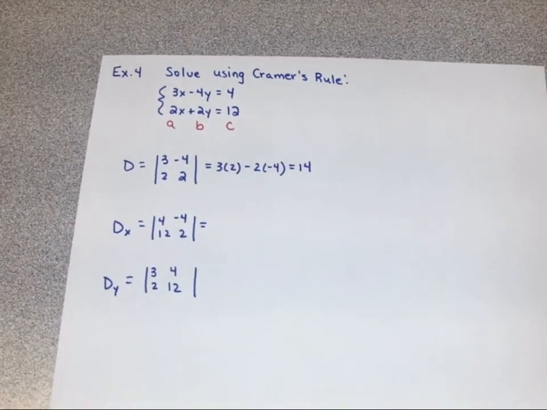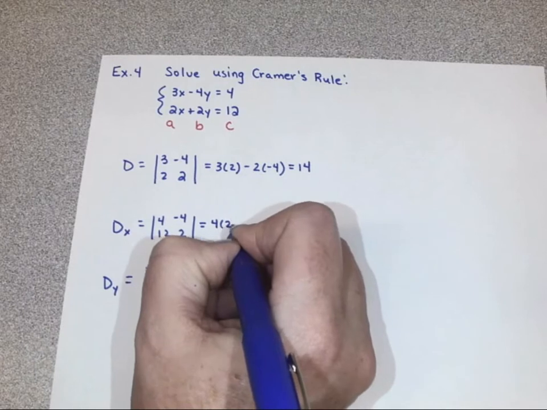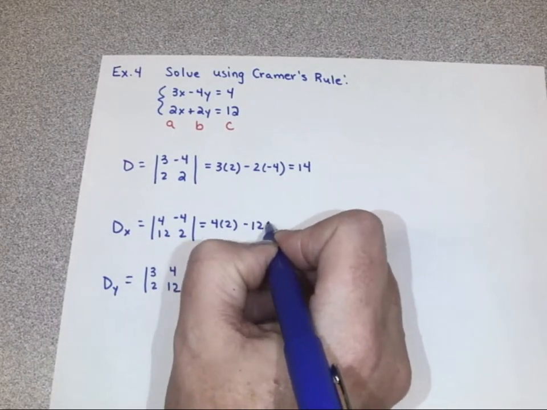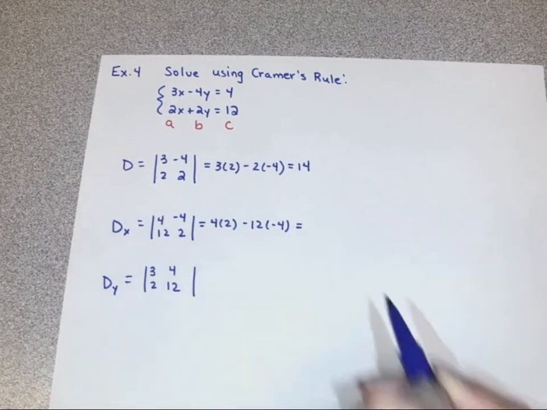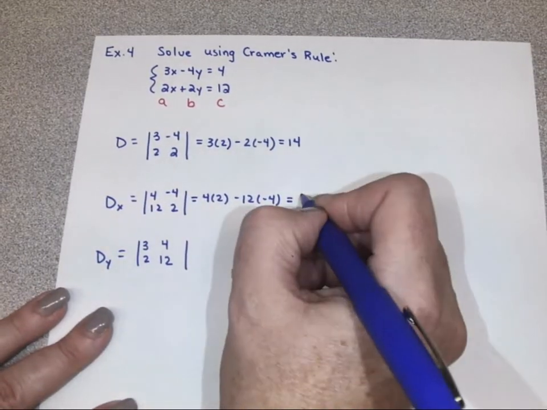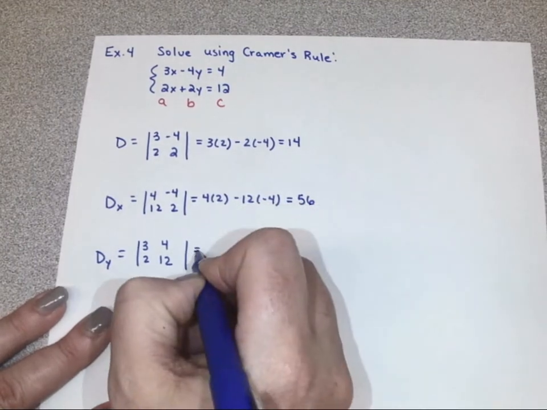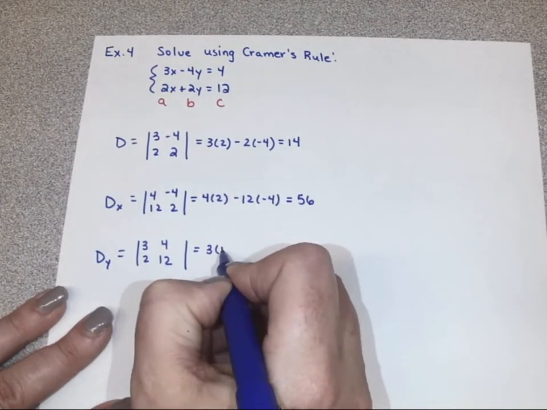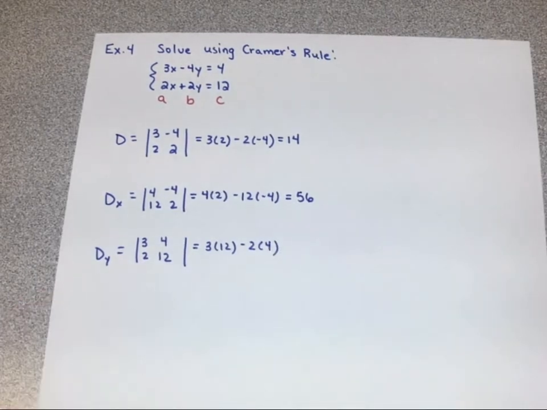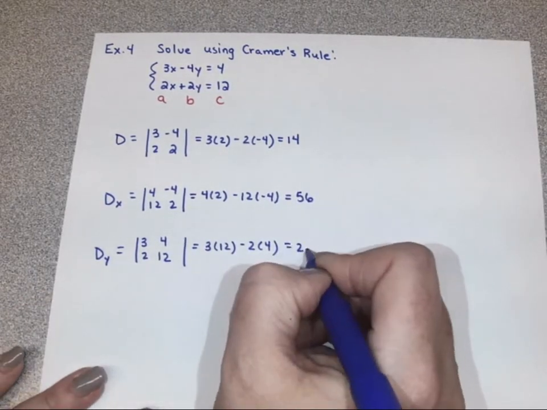D sub X is going to be 4 times 2, diagonally multiply and then subtract, minus 12 times negative 4. So again, we have a double negative, so it's going to be 8 plus 48, or 56. And then lastly, 3 times 12 minus 2 times 4. So 36 minus 8 is going to be 28.